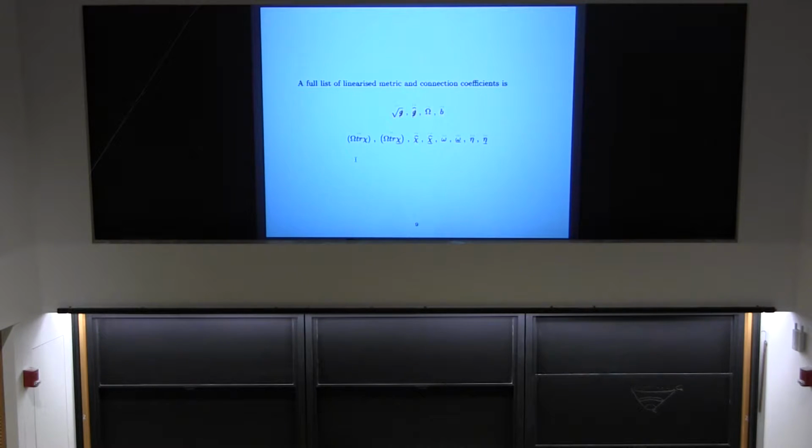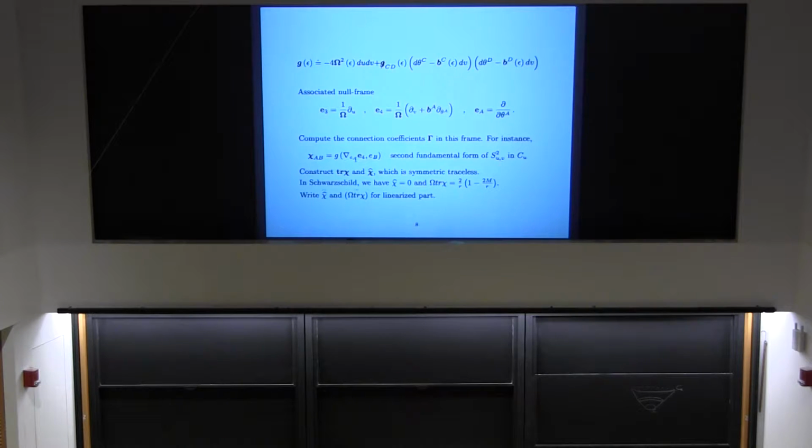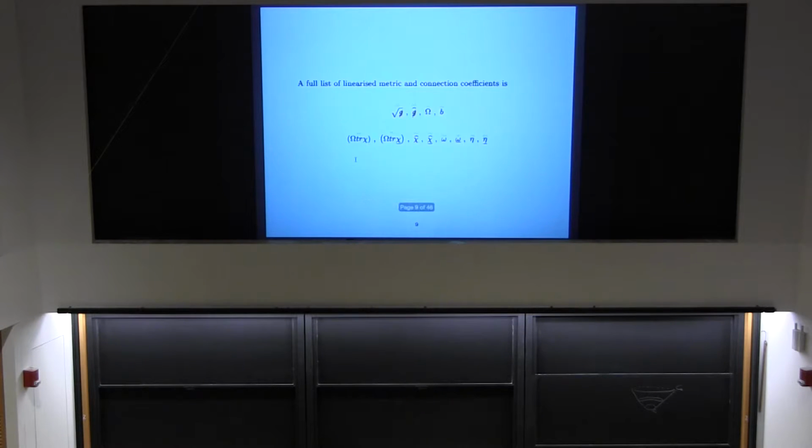Okay, so a full list of these linearized metric and connection coefficients that will appear are these ones here. You remember from before, you have this omega, you have the metric g-slash, and you have this vector b. These are just the linearized versions of these quantities, and these quantities here, at least the first two of the first four, I explained to you. So these are the linearized metric and connection coefficients.